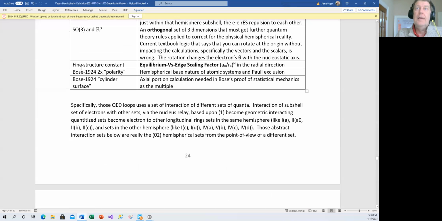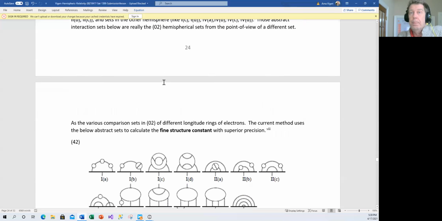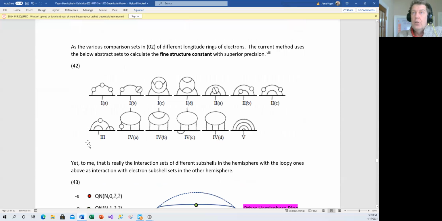And of course, finally, to do this, you must understand the scaling factor, which is Bohr over the electron equilibrium versus edge scaling factor. You have to understand polarity from Bose's 1924, two hemispheres. And you have to understand the cylinder surface being longitudinal rings of odd count electrons becoming the balanced set that becomes statistical mechanics.